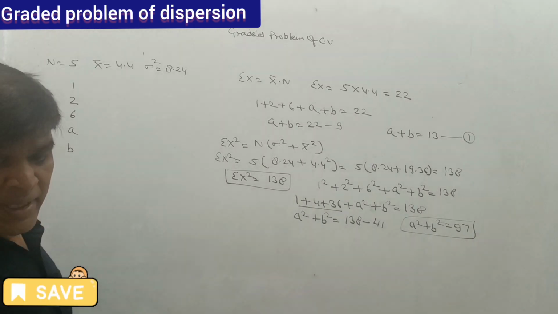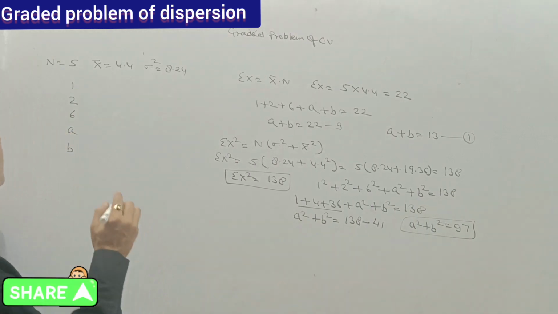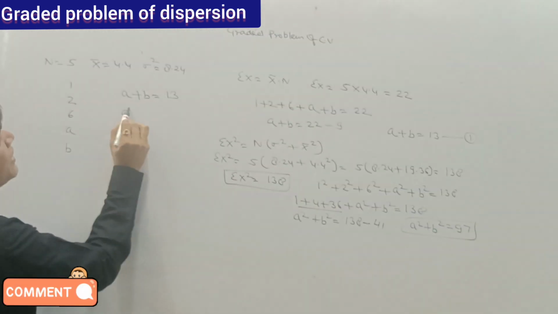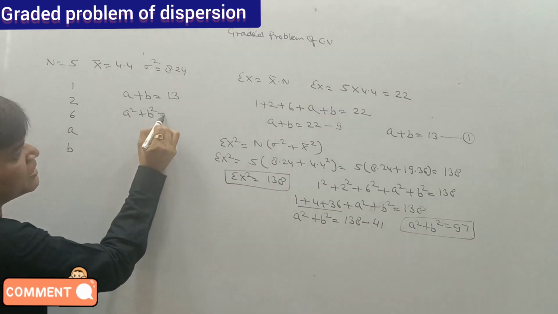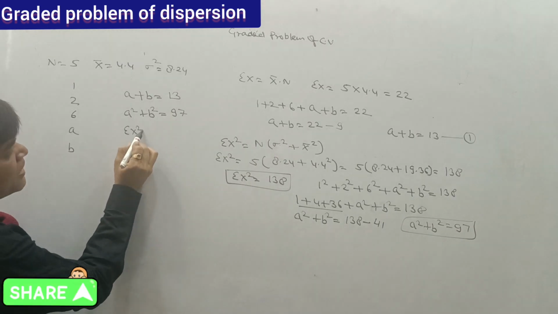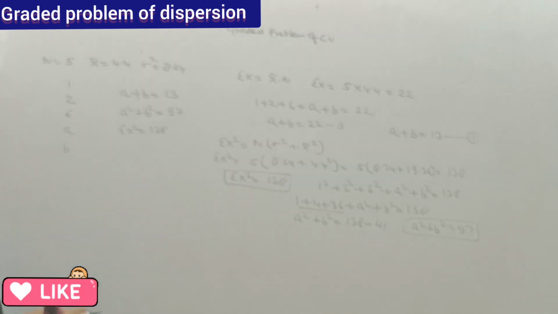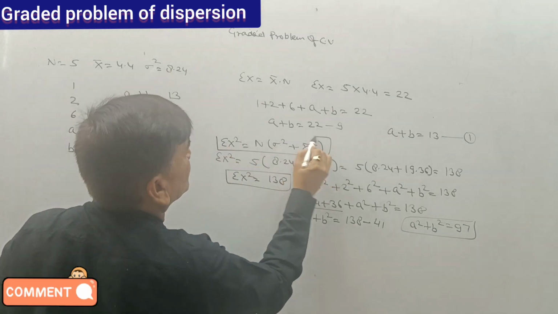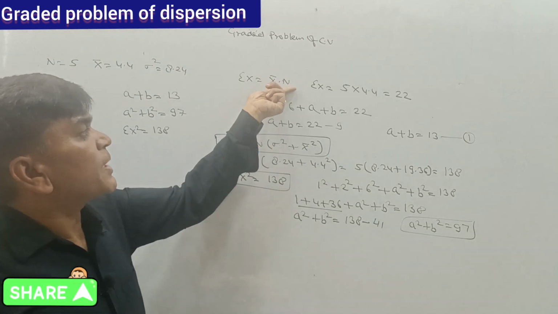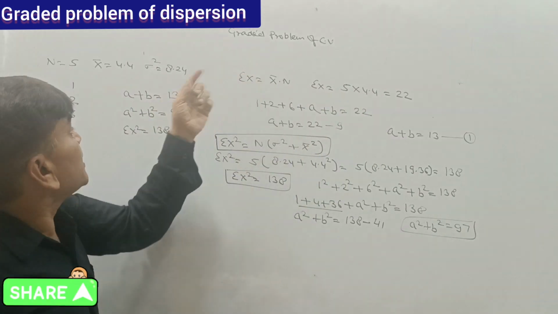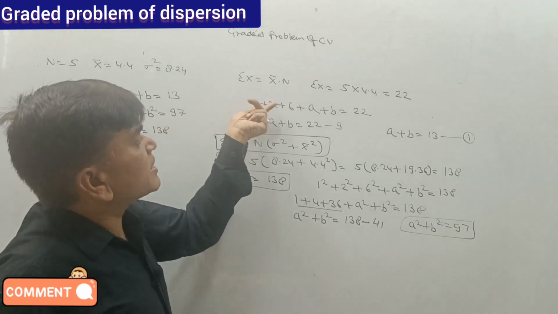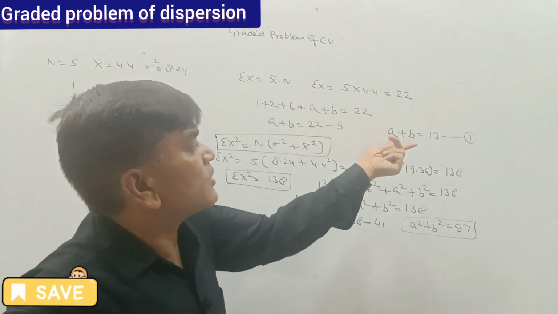Now we have a plus b is equal to 13 and a square plus b square is equal to 97. We calculated these with the help of sigma x and sigma x square. First we did x bar multiplied by n, that is 22. Sigma x is the addition of all 5 items, 1 plus 2 plus 6 plus a plus b, so sigma x is 22. So a plus b is equal to 13.